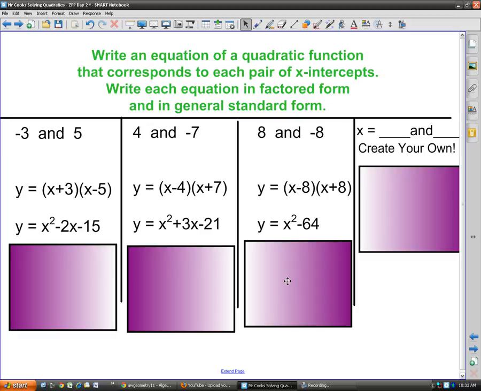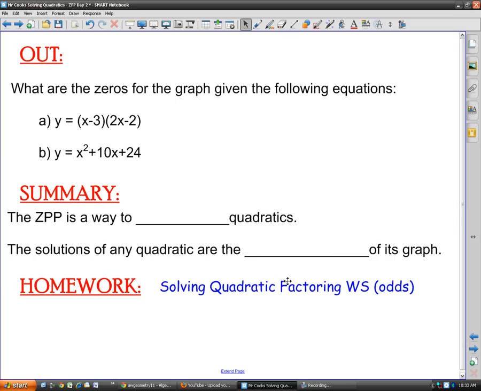They want you to find the zeros where the graph is crossing. For the first one, I can basically say x minus 3 equals 0, and 2x minus 2 equals 0. If I solve each one of those, I add 3, so x equals 3. And if I add 2, I end up with 2x equals 2, divide by 2, x equals 1. Those would be my two solutions where the graph is crossing.